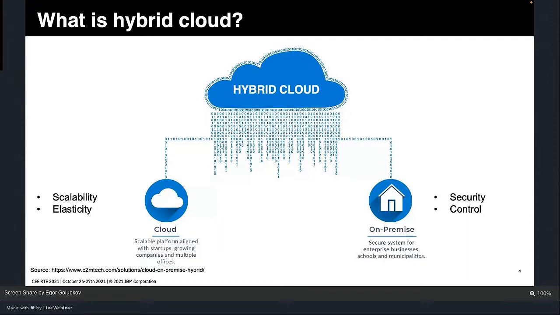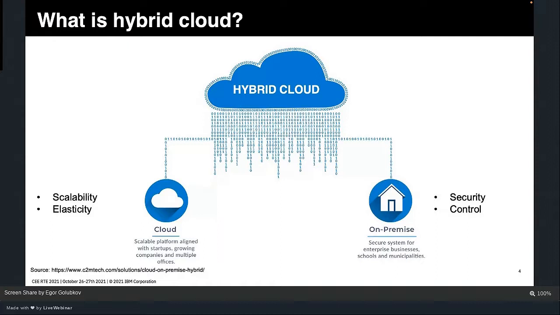And on the other side, we have the on-premises architecture. We have physical machines like servers, like storage devices. And with this architecture, we have more security and more control. And what hybrid cloud does is that it connects the strongest sides from cloud and from on-premise, and it is somehow in the middle.